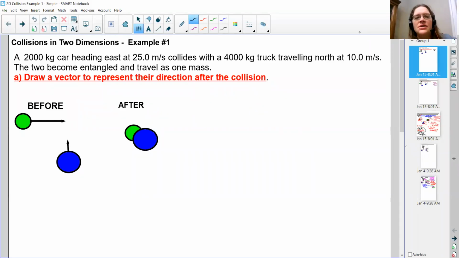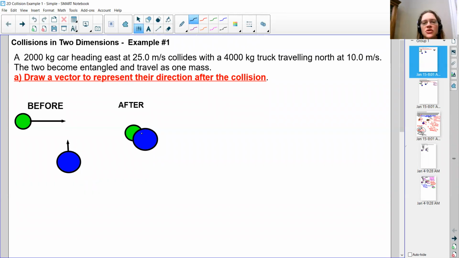Hello, and in this unit, we've been studying conservation of momentum in one dimension. Now we're going to look at an example problem of how to deal with collisions that are in two dimensions. So you see on the screen here a 2,000 kilogram car heading east at 25 meters per second. That is this one right here, the green sphere, colliding with a 4,000 kilogram truck traveling north at 10 meters per second. And then the two become entangled and travel as one mass after the collision.